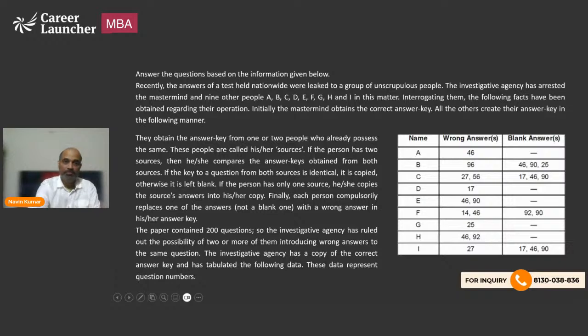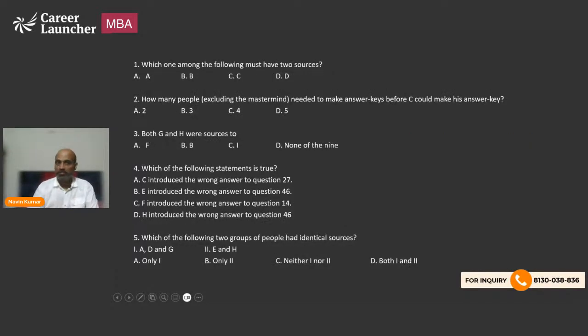Well, let's look at the questions asked. That will give us also an idea as to whether we will be able to figure everything out, right? So the first question is, which one among the following must have two sources? You cannot say none of these, or cannot be determined, and so on and so forth. So whatever we are about to get will be the definite one. How many people, excluding the mastermind, needed to make the answer keys before C could make his answer key? Again, definite options. Both G and H were sources too.